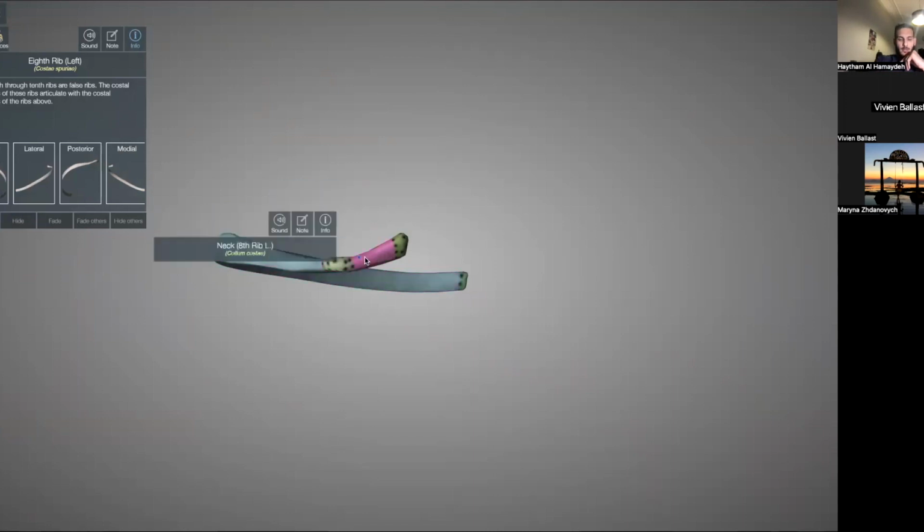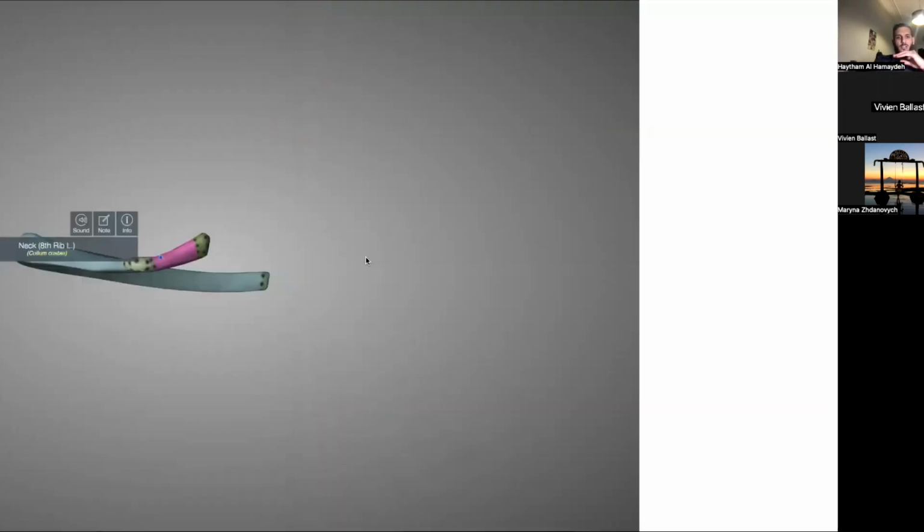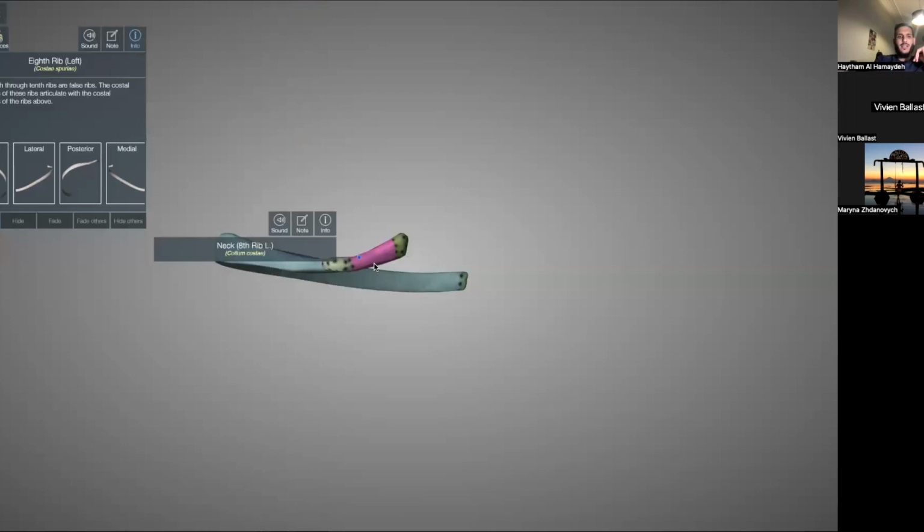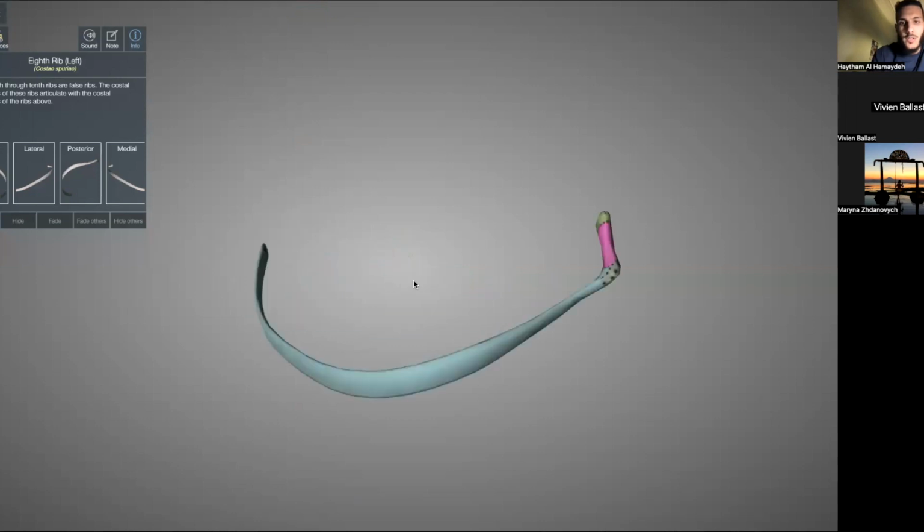The neck. Easy. We're just going to say it separates the head from the tubercle. That's it. Separates the head from the tubercle. Okay, it separates the head from the tubercle.